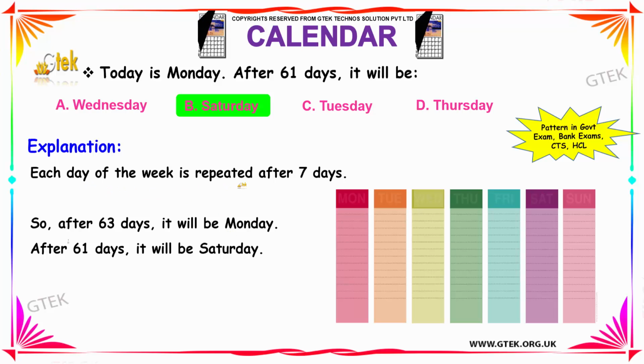Each day of the week is repeated after 7 days. That is, if it is Monday today, then after 7 days it will be Monday again. So, after 63 days it will be Monday, because 63 is a perfect multiple of 7. Hence, if your 63rd day is Monday, then your 62nd day would be Sunday. So your 61st day would be Saturday, obviously. So our answer is option B, Saturday. These patterns of questions appear in government, bank, CTS, HCL exams.